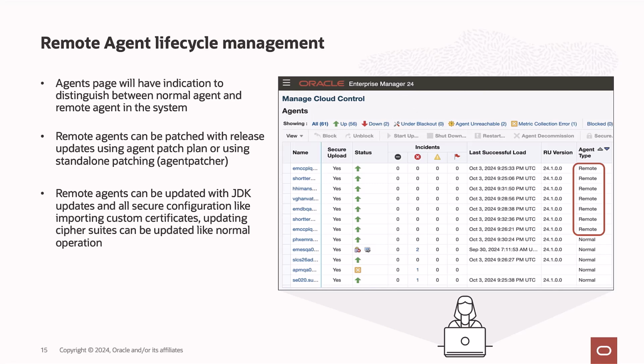Once the remote agents are in the system, it is important to keep them patched with the regular release updates. This ensures that the remote agents are up to date with the latest patches, maintaining compatibility with the JDK and also necessary custom configurations. For example, you can update remote agents with the higher cipher suites, and you can also patch the agents with the JDK to keep up with the certified JDK version for the remote agents.